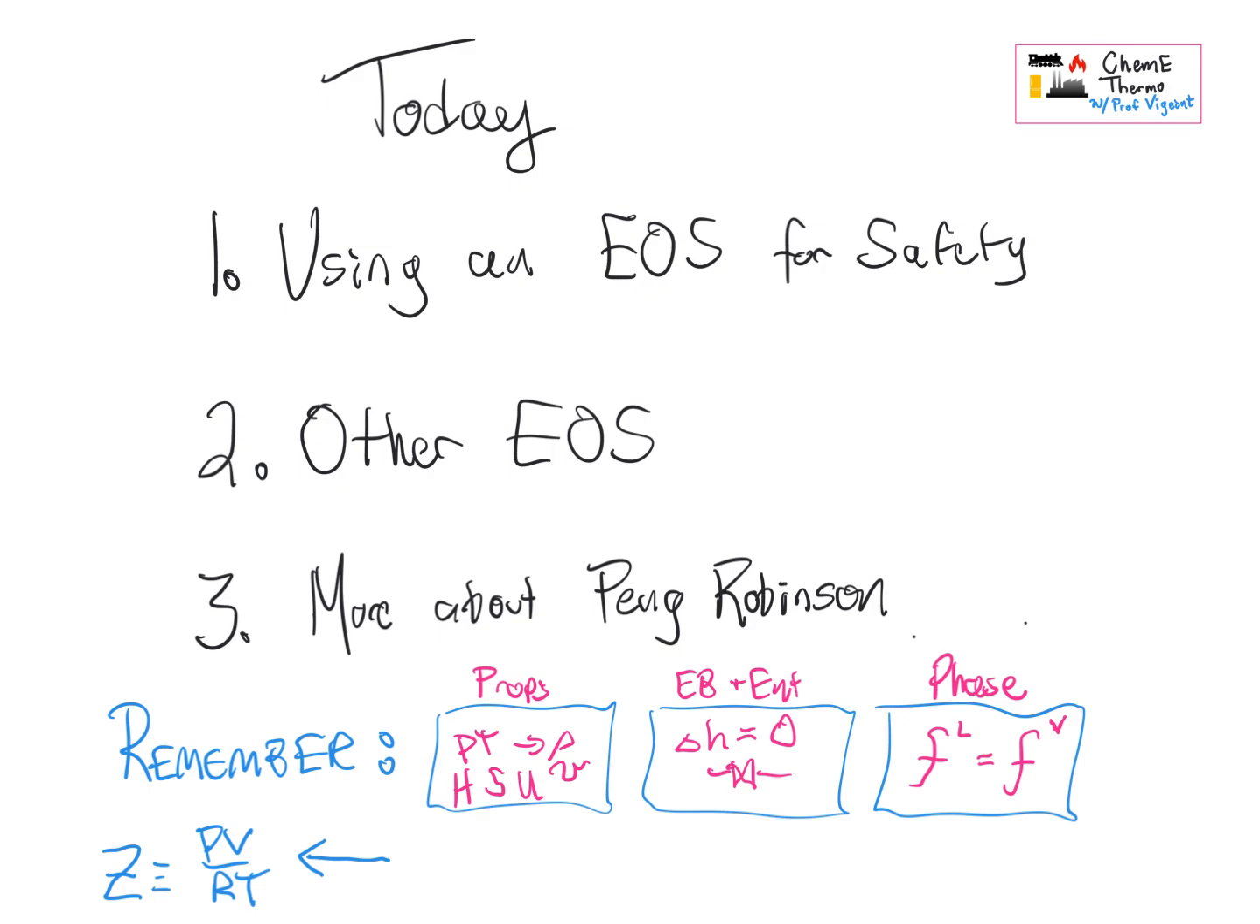And the final reminder is every equation of state is pretty much telling you how a substance's behavior is different from an ideal gas. So for an ideal gas, PV over RT is 1, Z is 1. Every equation of state gives you a way to say what Z is and how Z may or may not be 1.